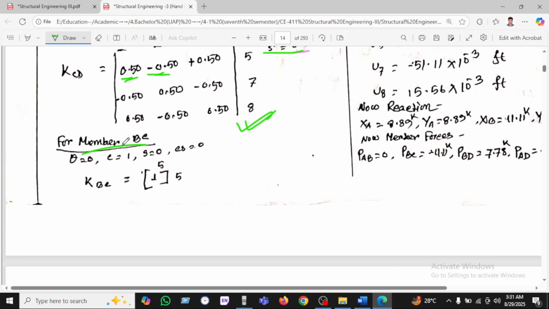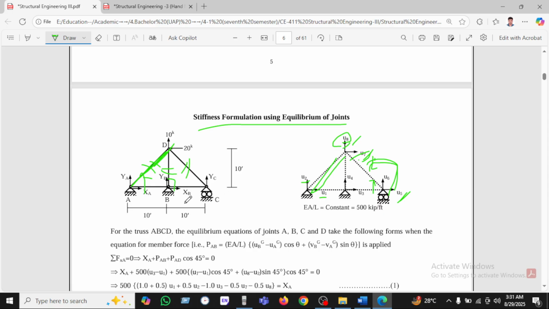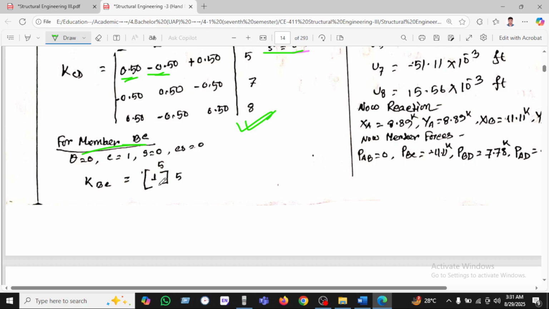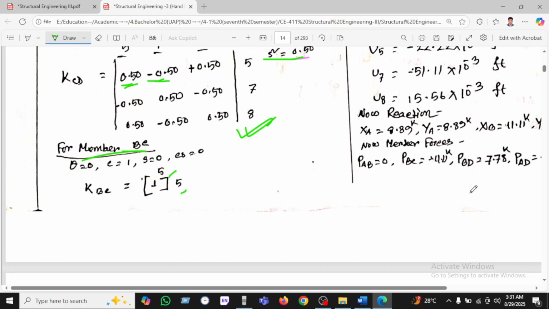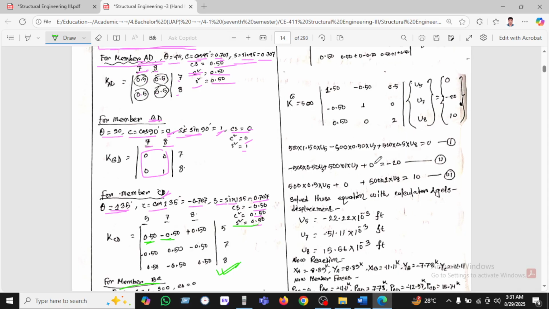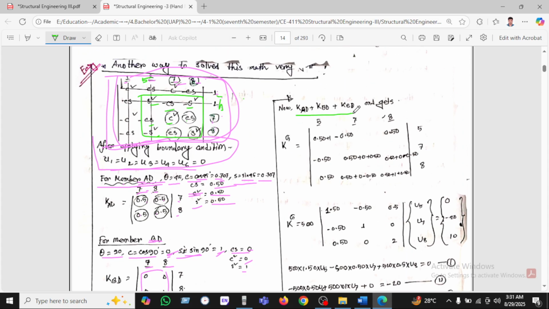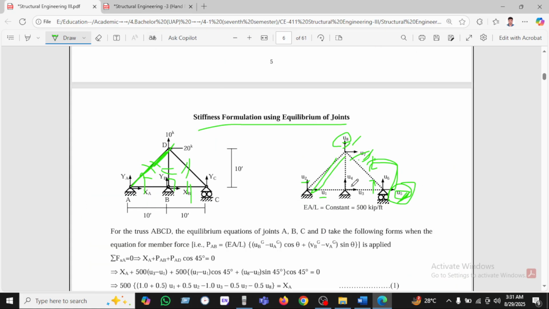Similarly, we look at member BC. This is BC. Only 5 is a freedom, so we are taking only 5 by 5. In the same way, we assemble. Now we can assemble K by adding AD, BD, and CD.